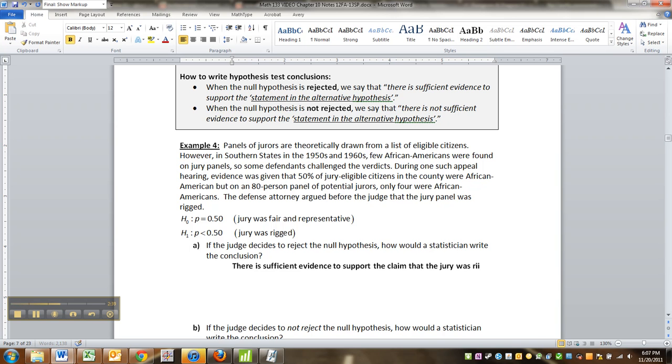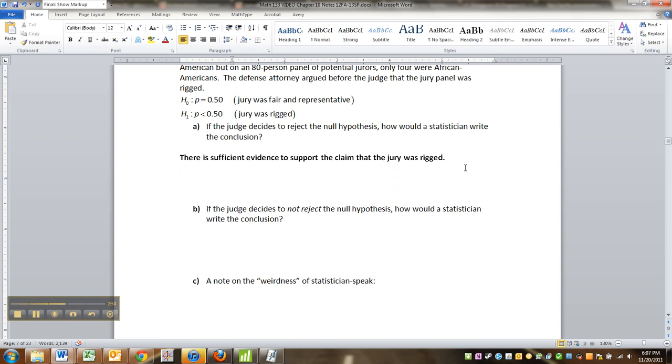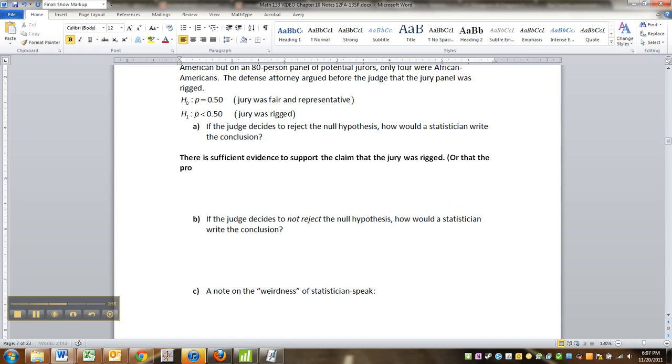See what I mean? You don't write the alternative hypothesis. You say what the alternative hypothesis actually was, i.e. that the jury was rigged. Okay? So you say there is sufficient evidence to support the claim that the jury was rigged. Or the proportion of African Americans, you could write it that way. Or that the proportion of African Americans on the jury panel was way too low.